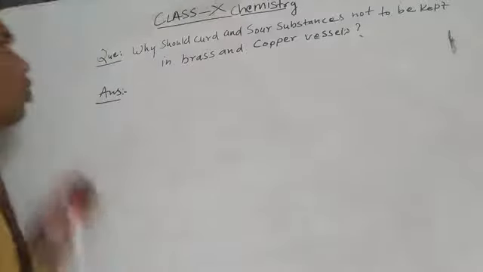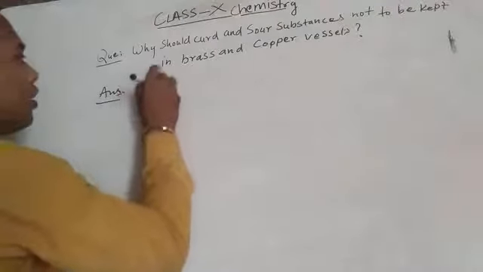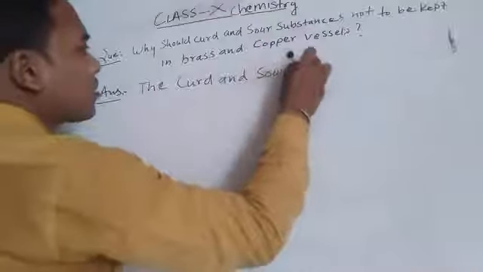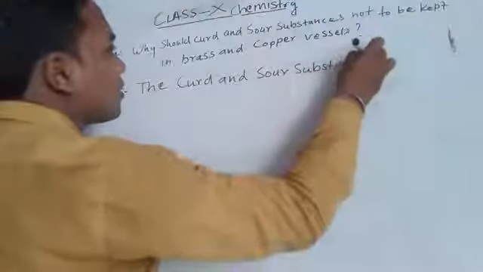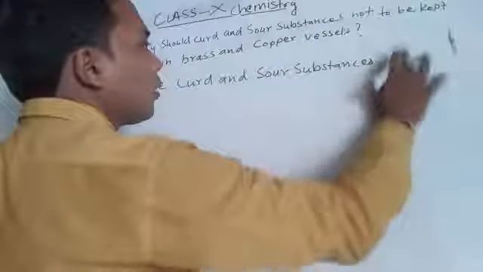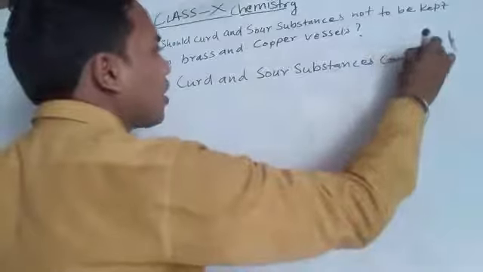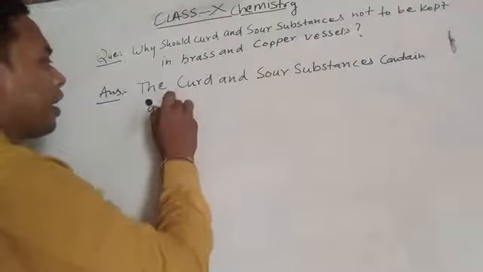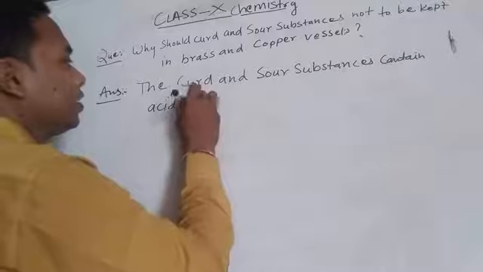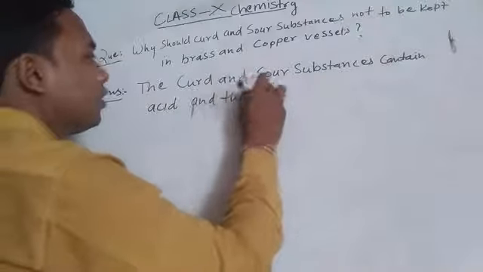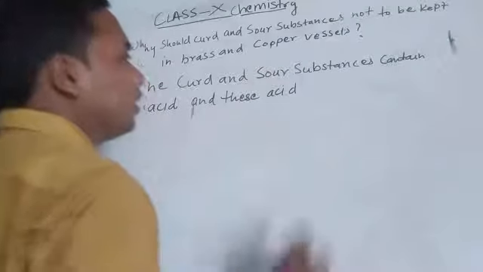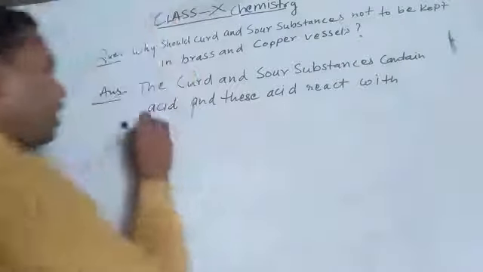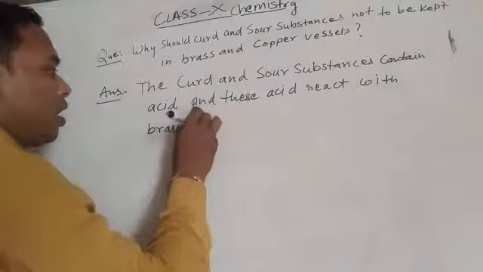In a similar way, curd and sour substances contain acid, and this acid reacts with brass and copper vessels.